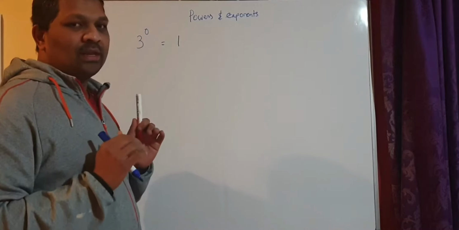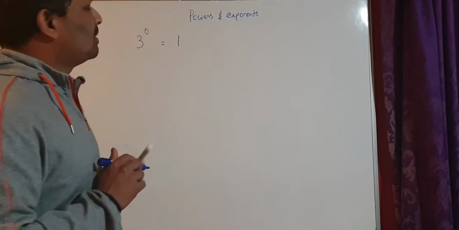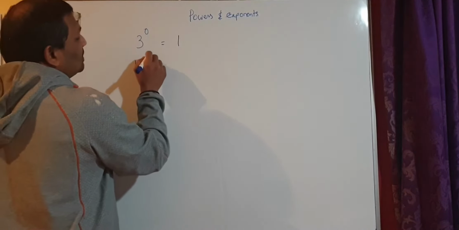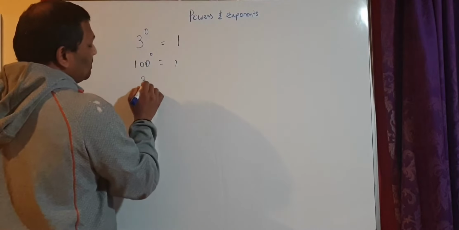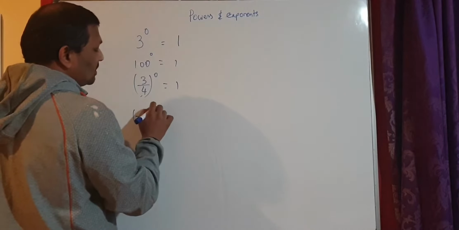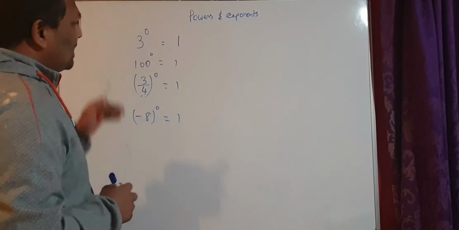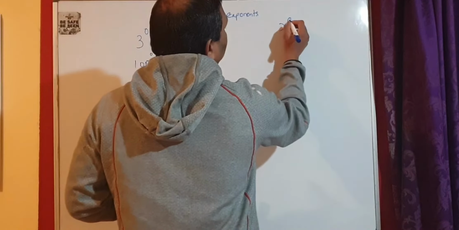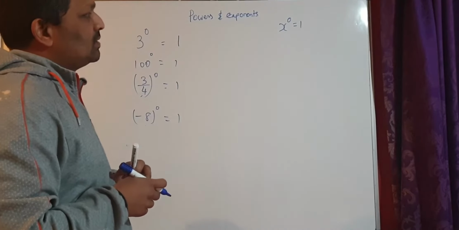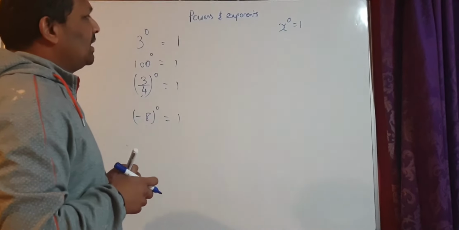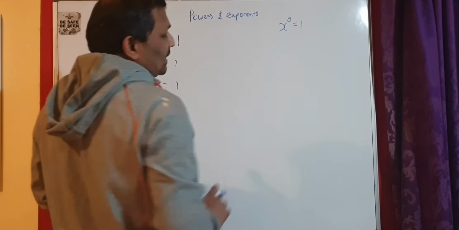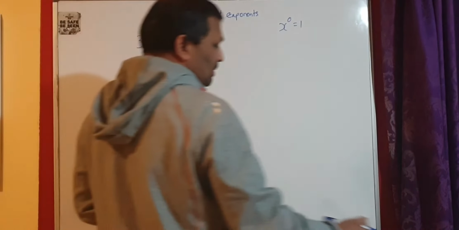But all you have to do at this level is just remember any number raised to the power of 0 is 1. It's not only 3 to the power of 0, it could be 100 to the power of 0 is 1. It could be 3 by 4 to the power of 0 is 1. It could be minus 8 to the power of 0 is 1. So the identity here is x to the power of 0 is 1. Okay, x could be any number. It could be positive, negative, fractional or any number. Okay, it doesn't matter. Any number raised to the power of 0, you'll get the answer 1. Okay, you have to remember that one.